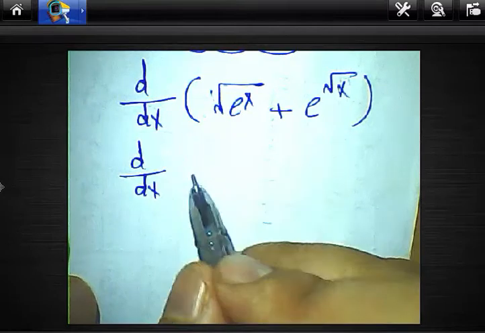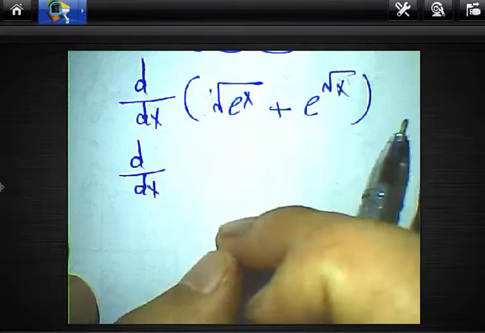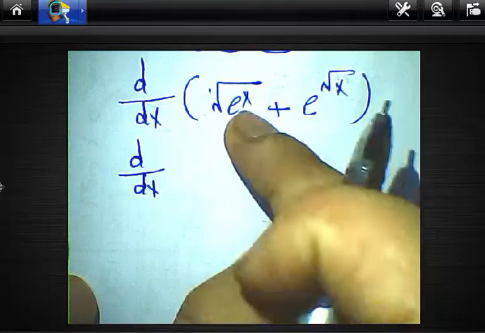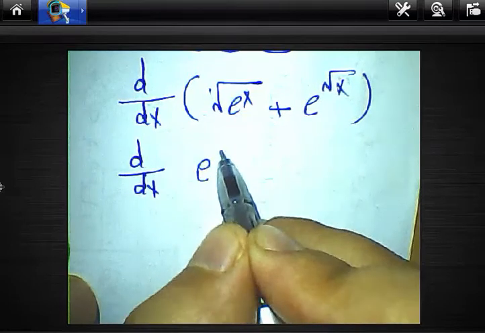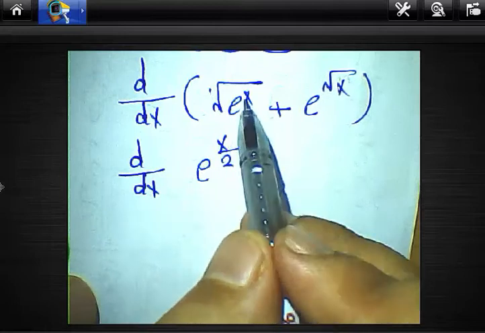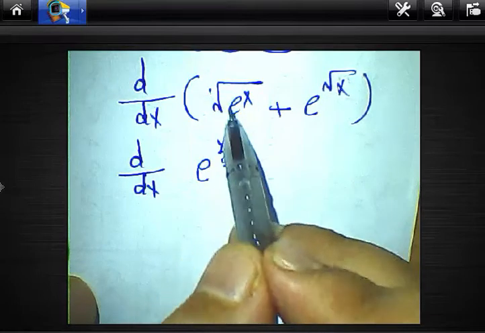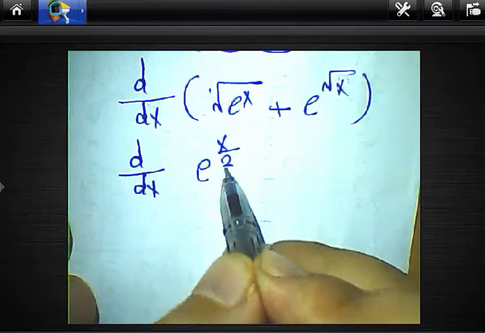You can write 1 over 2 multiplied by this expression in the denominator, and write the numerator as the derivative of this denominator. It means e power x over 2. It is equal because e power x under the root means e power x all power half, so it means e power x over 2.